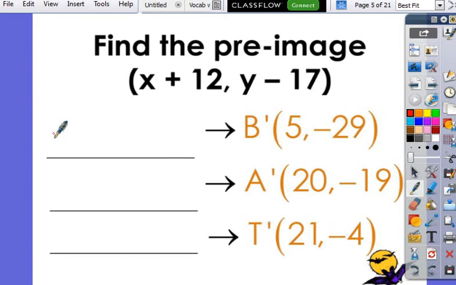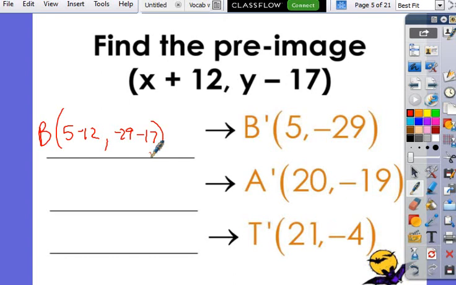B is gonna be 5 minus 12, and then negative 29 minus 17. Does everybody see that? Yes. And why are we doing that? Because we're trying to get the pre-image. So in order to get the pre-image, we've got to reverse and do the opposite of whatever's there.